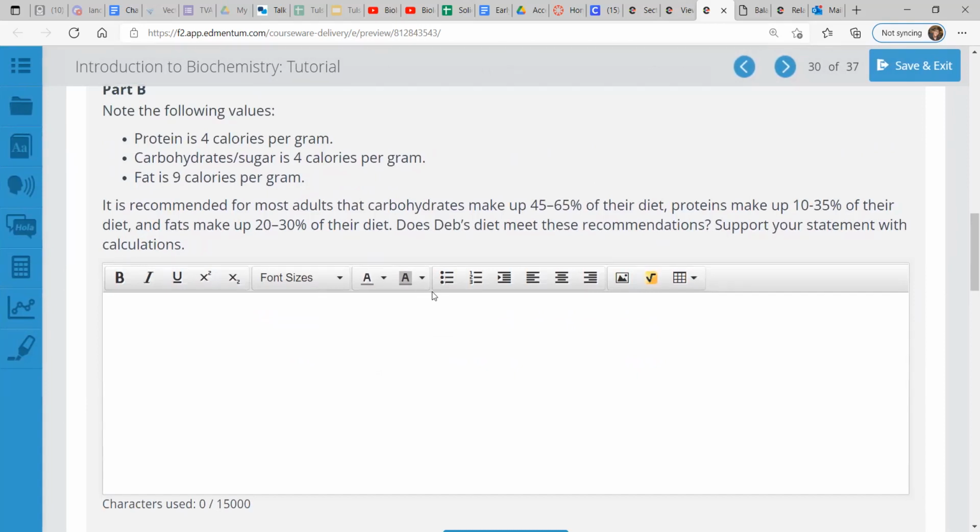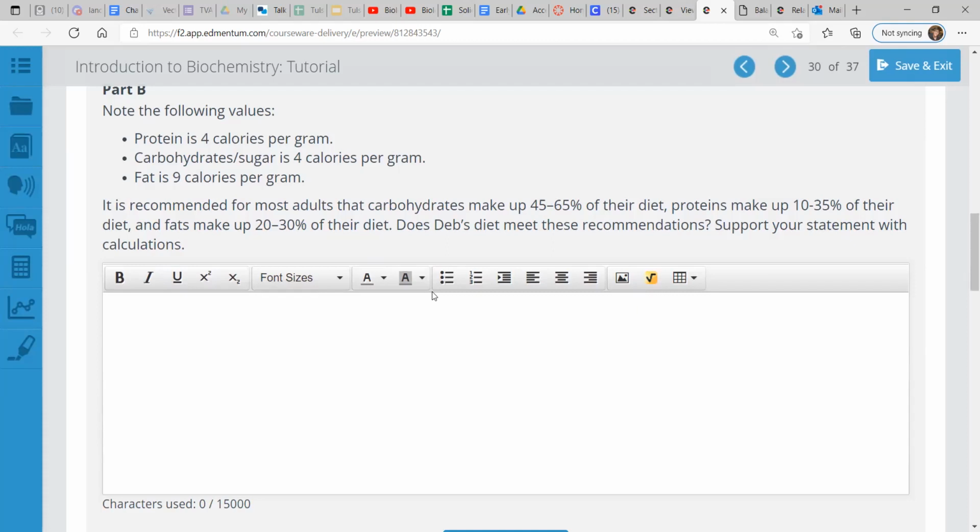Part B. So now we're getting into nutrition, and this is a fun topic for me. For every gram of protein, there are 4 calories. Same with carbs and/or sugar, 4 calories per gram. Fat, on the other hand, has 9 calories per gram. It's actually very efficient at storing calories.